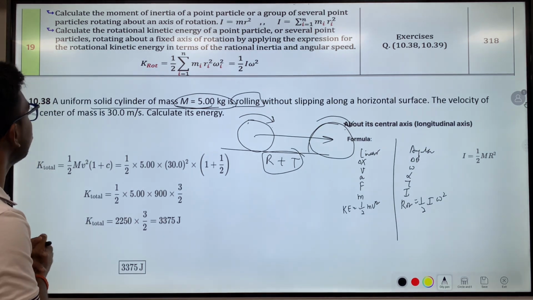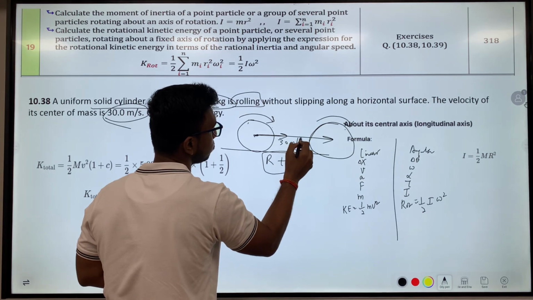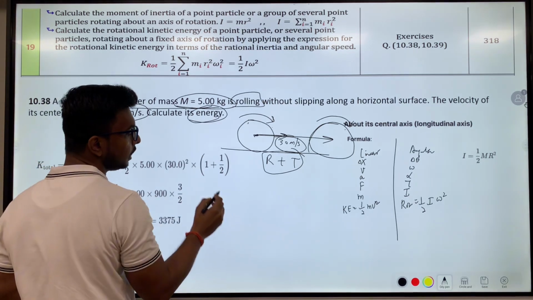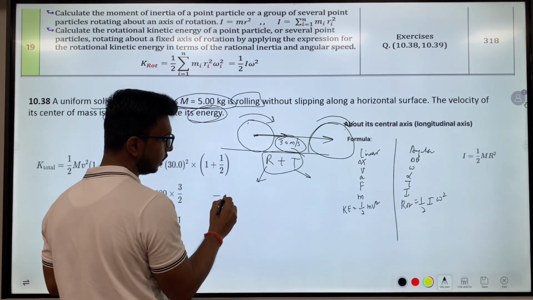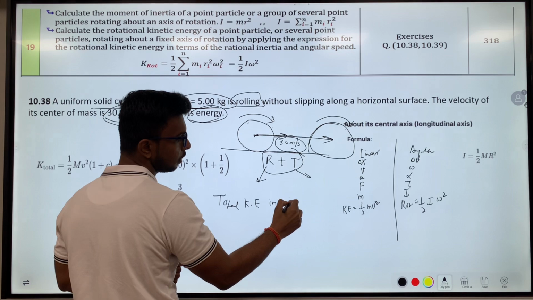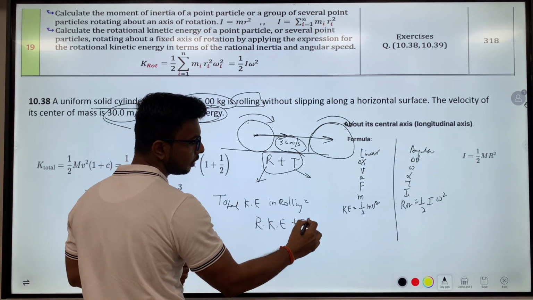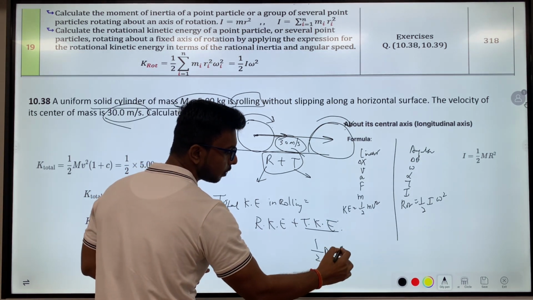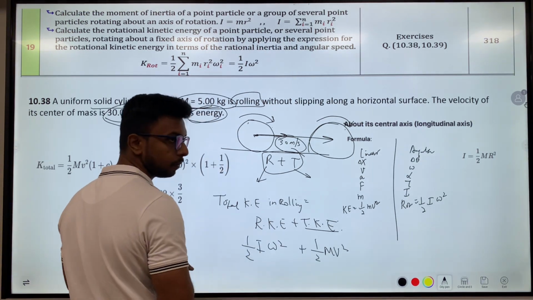The velocity of the center of mass is 30 meter per second. So the center of mass is moving at the speed of 30 meter per second. Calculate its energy. When we say calculate its energy, we mean rolling energy, that means rotational energy and translational energy. So total kinetic energy in rolling is given by rotational kinetic energy plus translational kinetic energy. Translational kinetic energy I know, half mv square. Rotational kinetic energy is half I omega square.